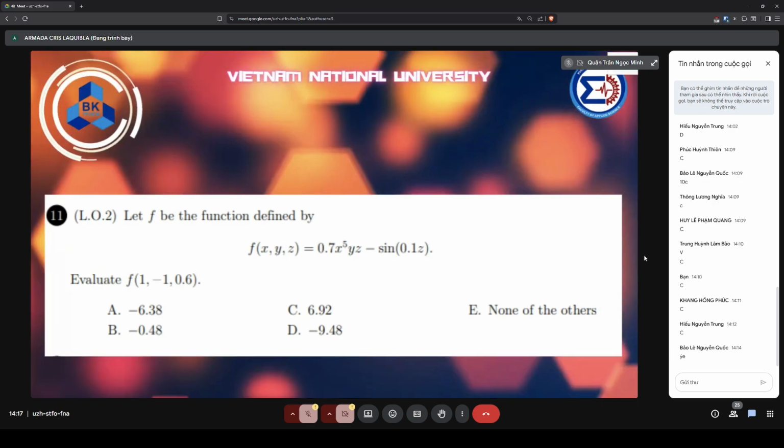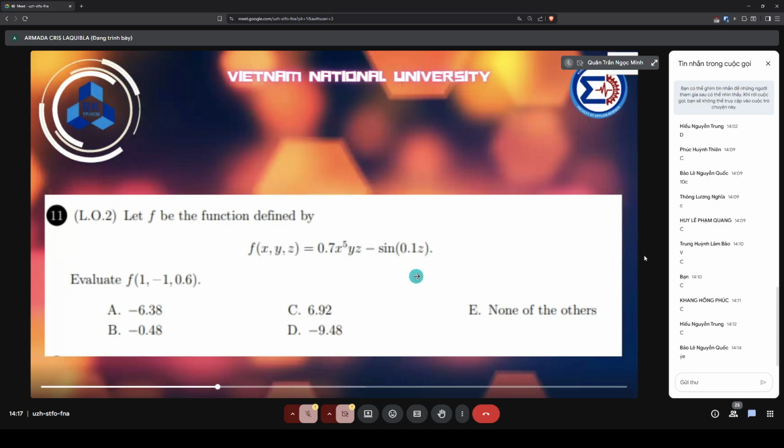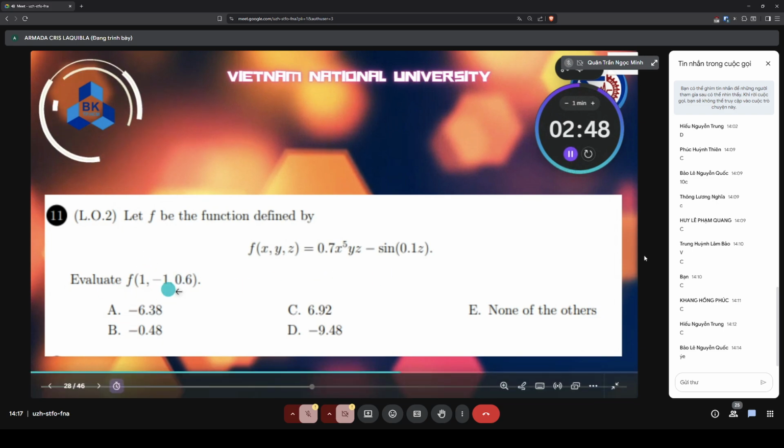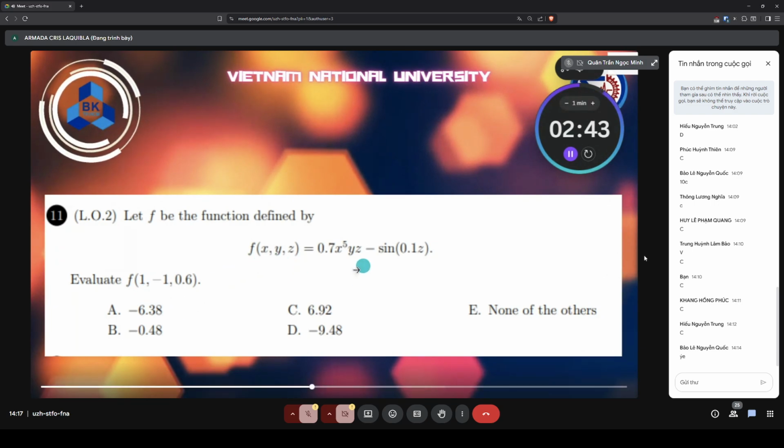Okay, for number 11. This is very easy. I can give you like 3 minutes for this. Your timer is now. If f of xyz is equal to 0.7 x to the fifth yz minus sine of 0.1 times z, find or evaluate f of 1, negative 1, 0.6. Just substitute it there. Your x is 1, your y is negative 1, and your z is 0.6. And you can solve that directly with your calculator after you substitute it.